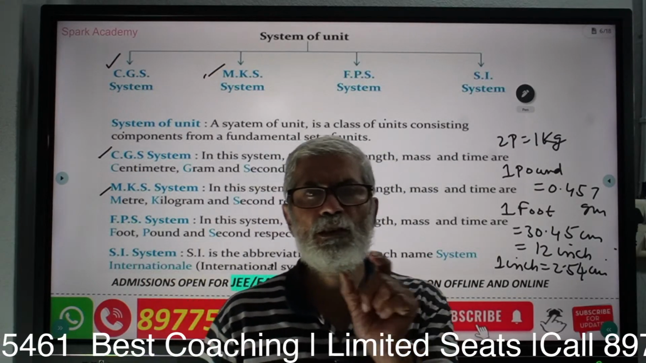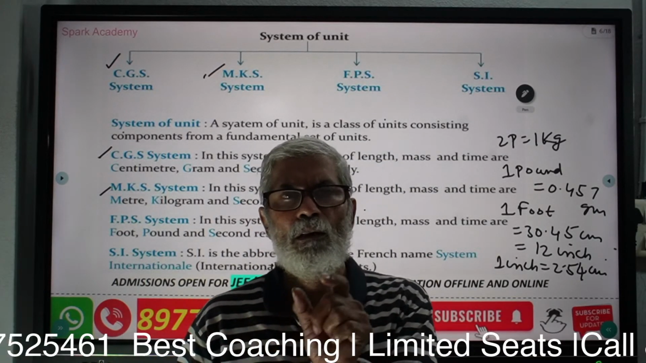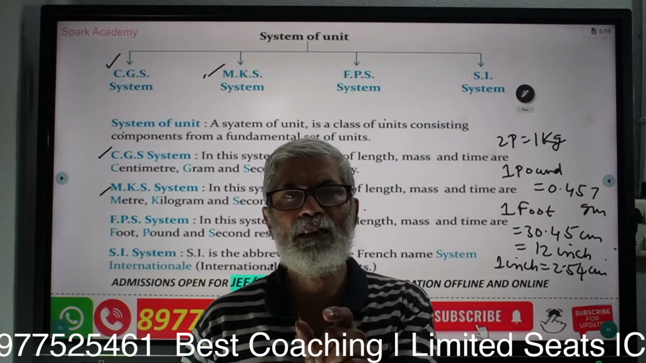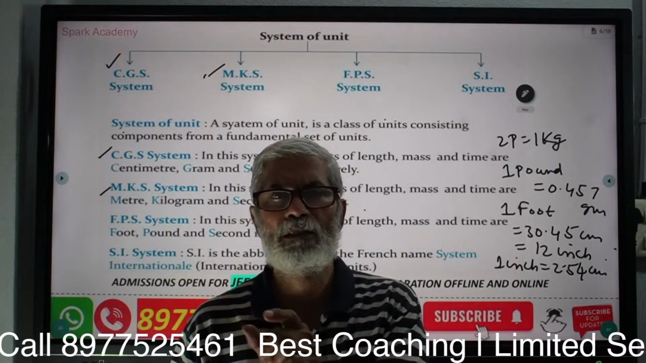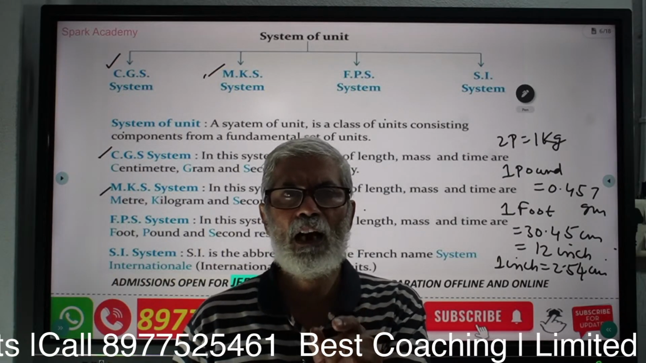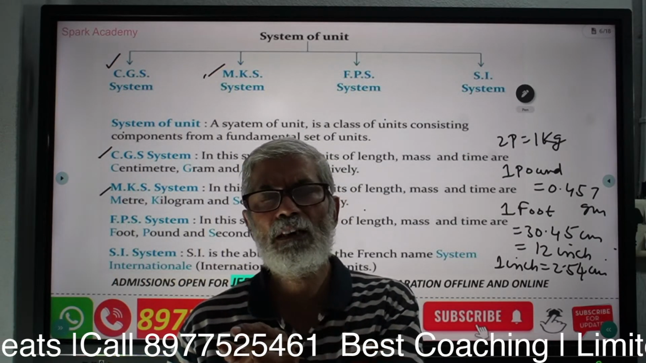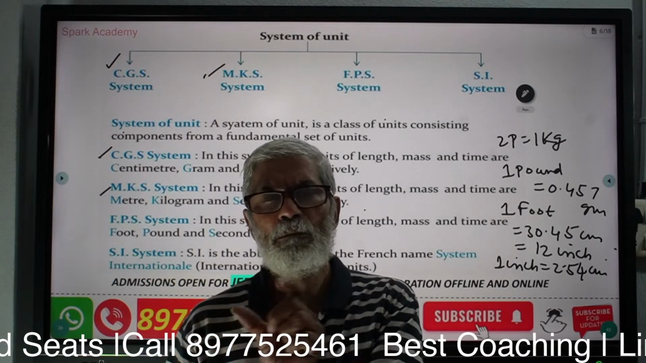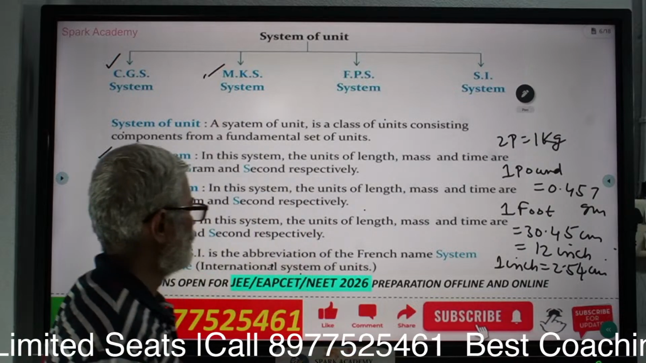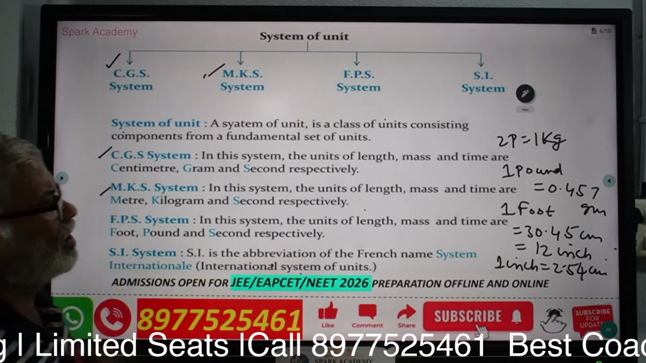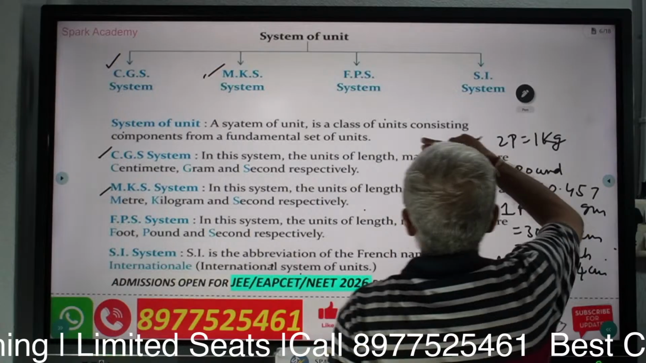Okay, suppose force is equal to mass into acceleration. Mass should be in MKS system. Acceleration also should be in MKS system. If mass is in gram and acceleration is in MKS system, and by chance you try to multiply, you will get the wrong answer. Okay, so these are the different systems of units that you have to know.